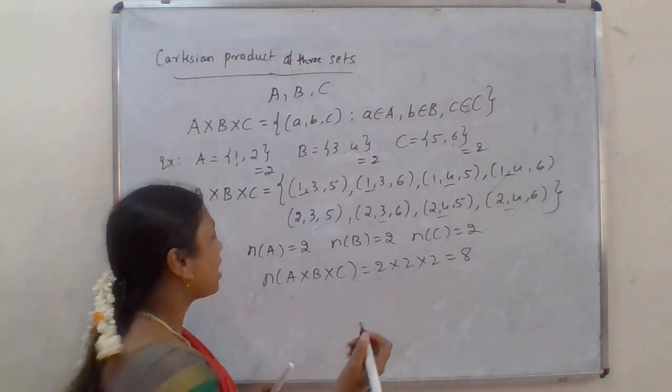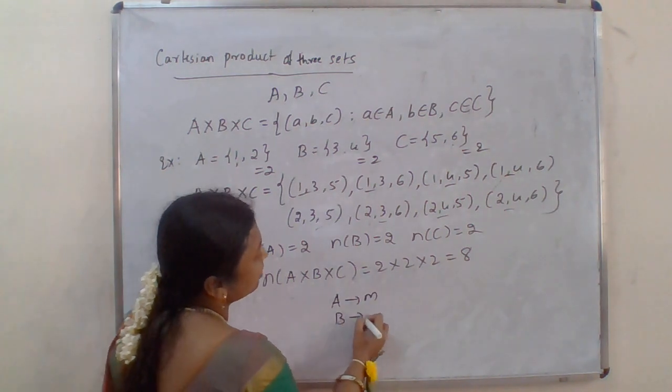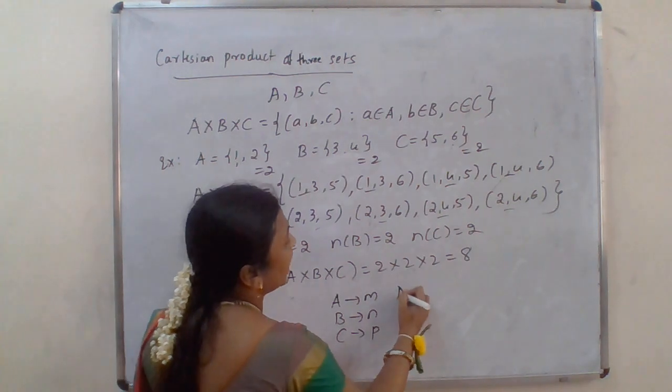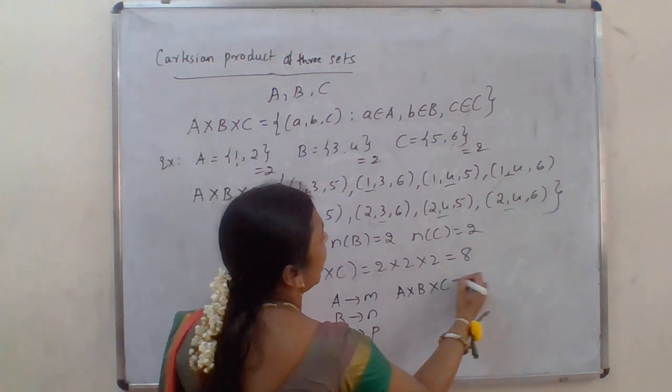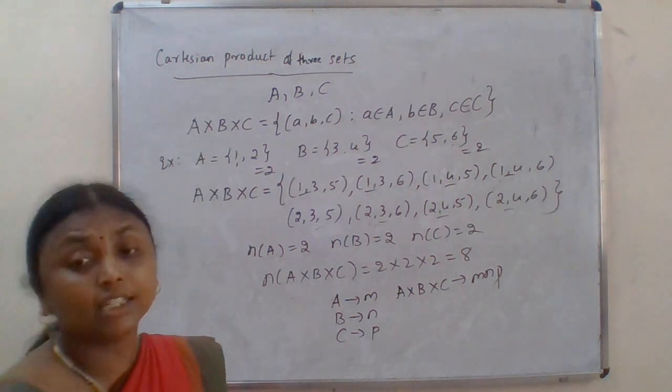So what we can say is, if A has m number of elements, B has n number of elements, and C has p number of elements, then A cross B cross C has m into n into p number of elements in general.